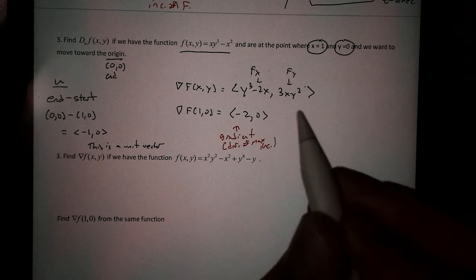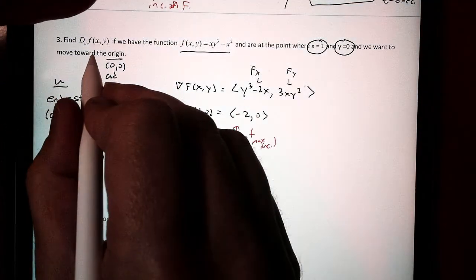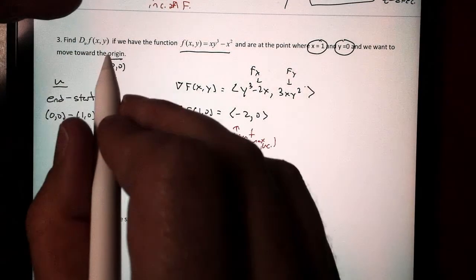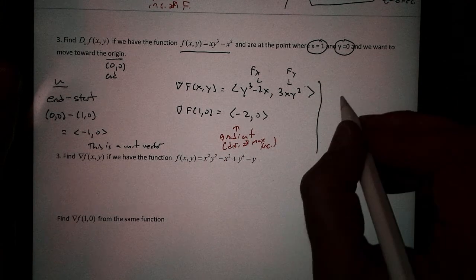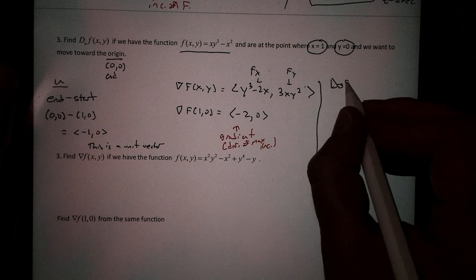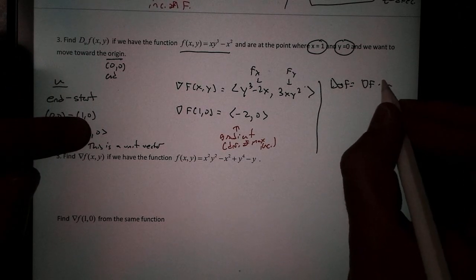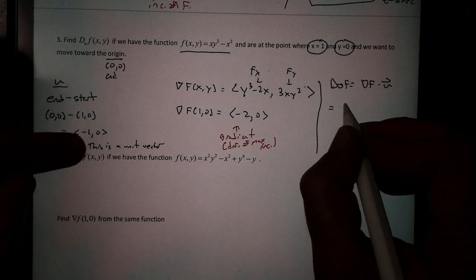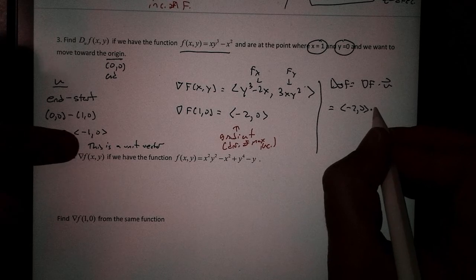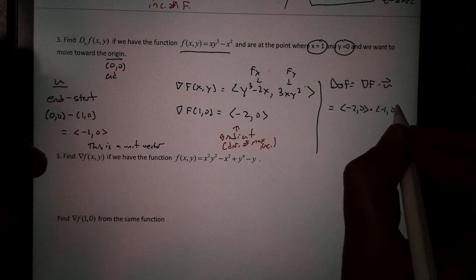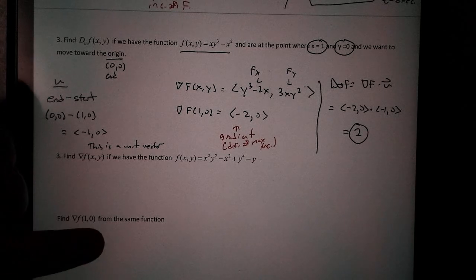Now, that's not what we're looking for right now. Remember, we want the slope heading in the direction (-1, 0). So we want D_u f. My rule says take the dot product of del f with u. Del f we said was (-2, 0). Dot that with u, which is (-1, 0). That's not too hard to do. We just get 2 right there. Pretty easy.